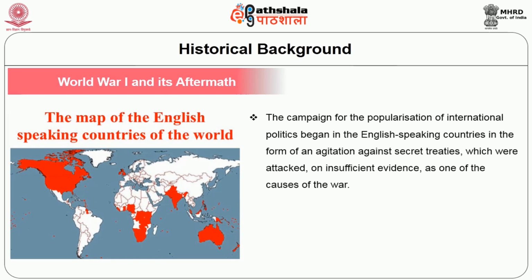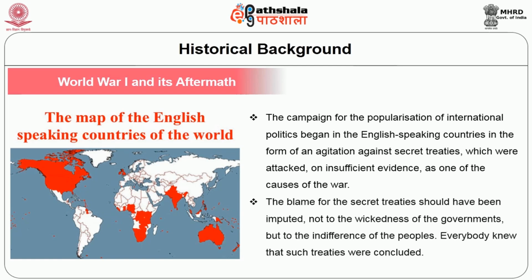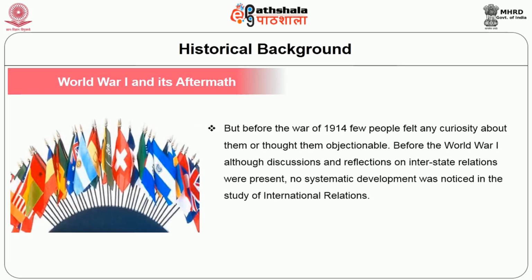The campaign for the popularization of international politics began in English-speaking countries in the form of an agitation against secret treaties, which were attacked on insufficient evidence as one of the causes of the war. The blame for secret treaties should have been imputed not to the wickedness of the governments but to the indifference of the people. Everybody knew that such treaties were concluded. But before the War of 1914, few people felt any curiosity about them or thought them to be objectionable.